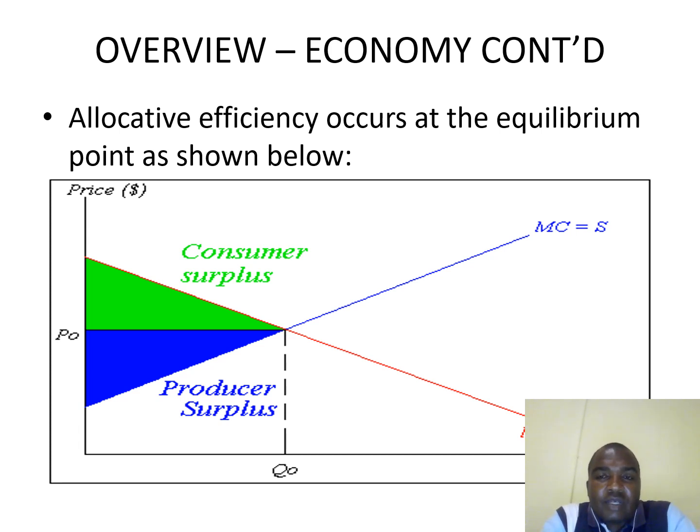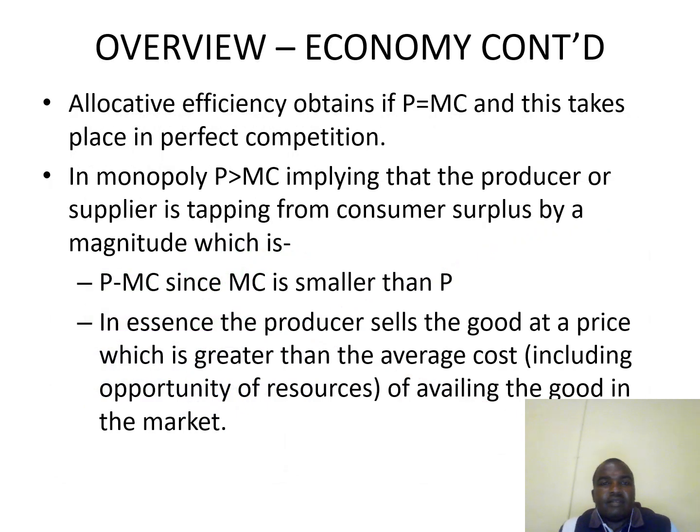Allocative efficiency occurs at the equilibrium point, where consumer surplus, represented by the neon green shading, is maximized, and also producer surplus, represented by the royal blue shading, is also maximized. Allocative efficiency is obtained if price is equal to marginal cost, and this takes place in perfect competition.